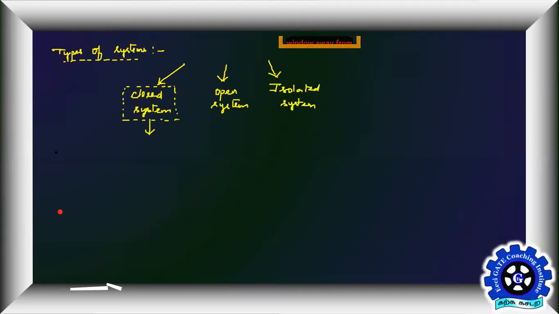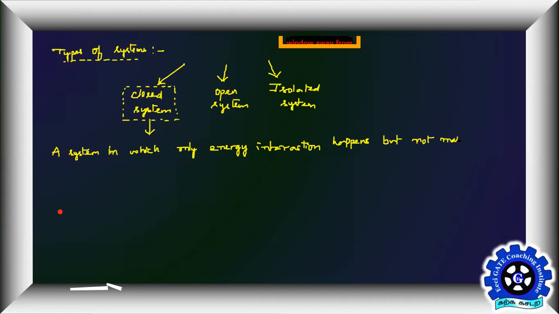A system in which only energy interaction happens, but not mass interaction or mass transfer, is called a closed system. This is a formal definition.